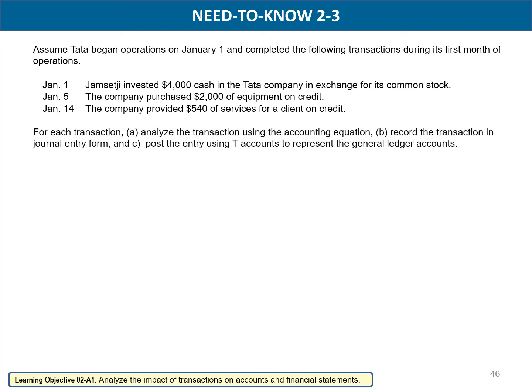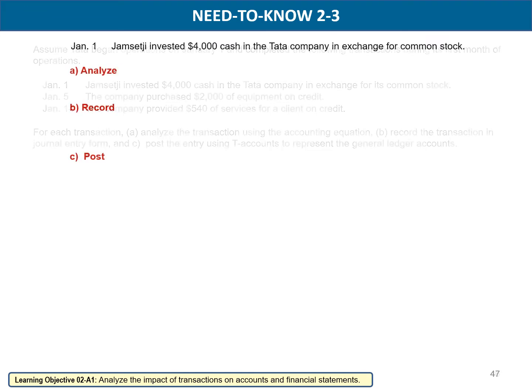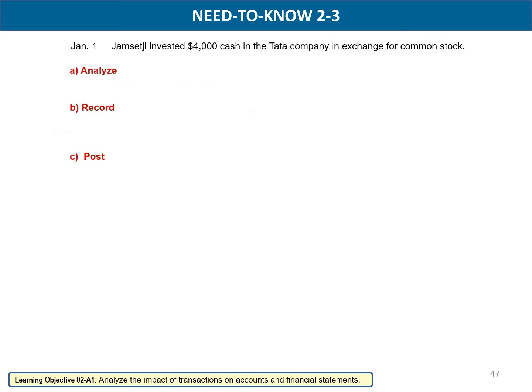For each transaction, we have to analyze the transaction using the accounting equation, record it in journal entry form, and post it to the T accounts, which we're using in this case to represent the general ledger. So let's take each one of the transactions one at a time. January 1st, we're just going to call him Jay because I don't know how to say that. Jay invested $4,000 cash in the Tata Company in exchange for common stock.